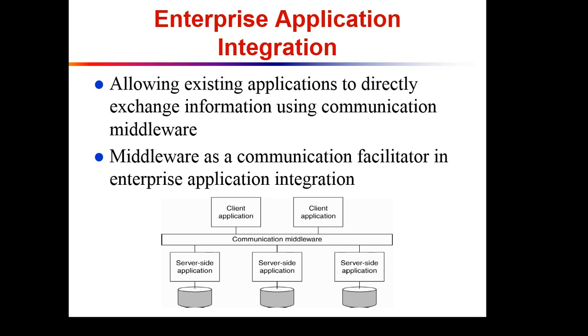Another example of a distributed system is enterprise application integration, allowing existing applications to directly exchange information using communication middleware. You can see an enterprise application consists of some client applications and some server-side applications. These applications are connected through the communication middleware, which acts as a communication facilitator in enterprise application integration.